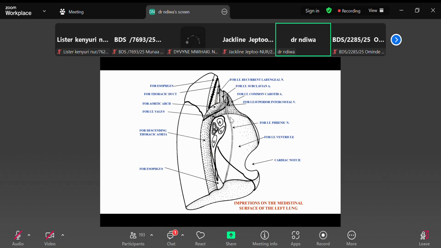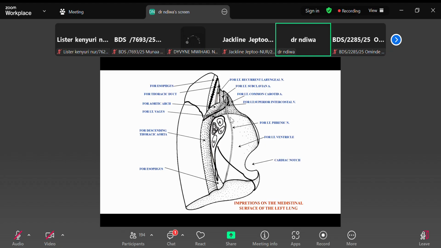Now, the relations. Remember we have said all these structures are in close contact with each other, which means they will form impressions or depressions on either side of the lung. And there will be a difference between the left lung and the right lung. Now, the left lung, as a general rule, as I told you the other time, is that all arteries within the chest cavity are usually left-sided, while the veins are usually on the right.